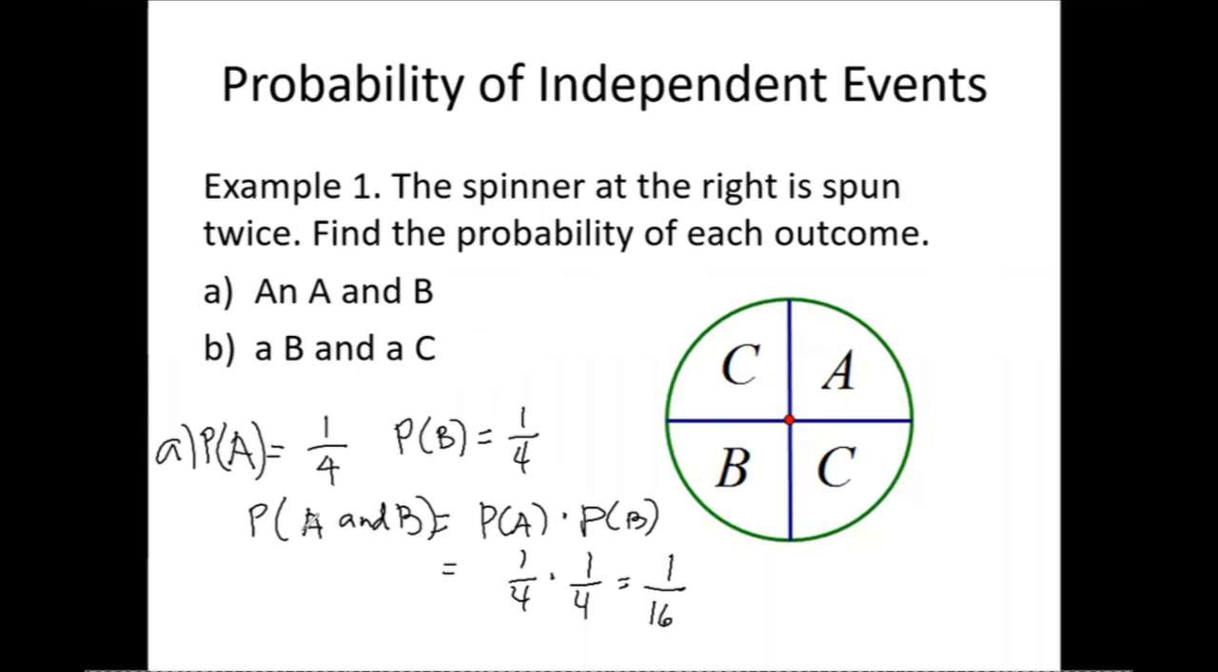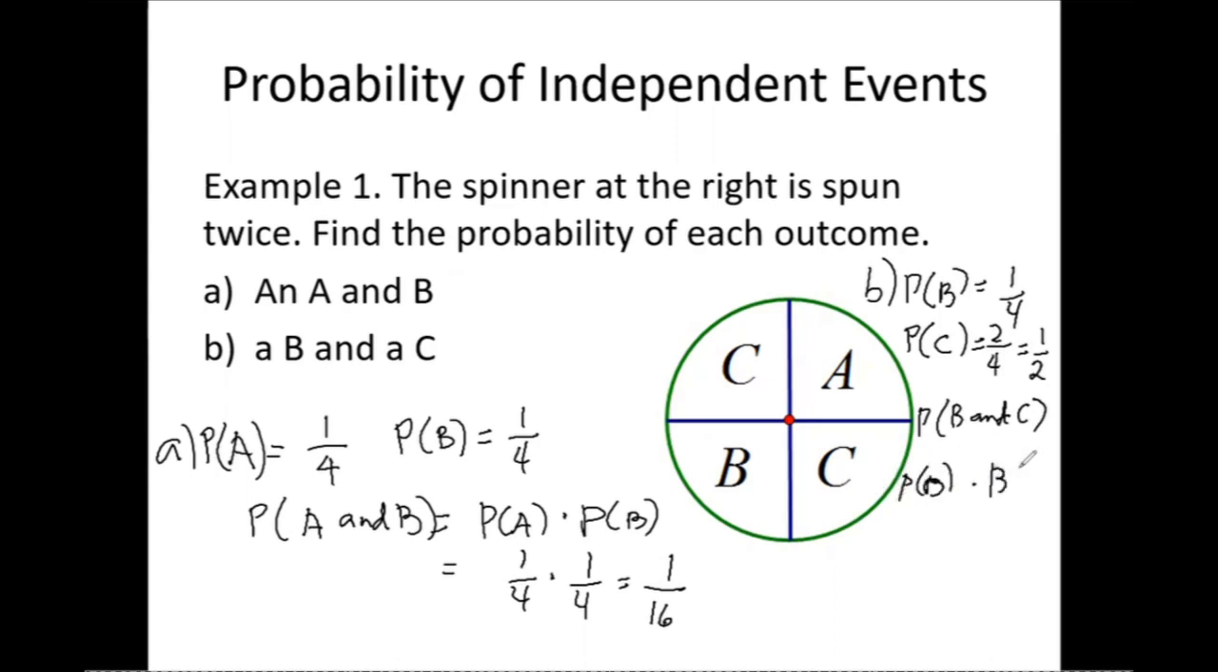Then for letter B, we have proba of B is 1 out of 4, while the proba of C is 2 out of 4, or the same as 1/2. Then if we're looking for the proba of B and C, we have proba of B times proba of C.